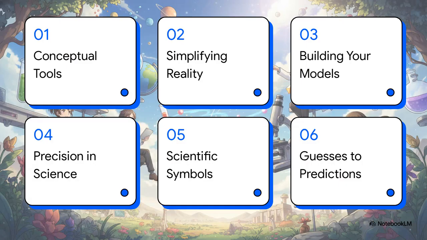Okay, let's do a quick run-through of our flight plan for today's exploration. We've got 1. The explorer's conceptual tools. 2. Simplifying reality through models. 3. Practice, building your models. 4. Precision in the global lab. 5. History behind scientific symbols. And finally, number 6, from guesses to predictions.